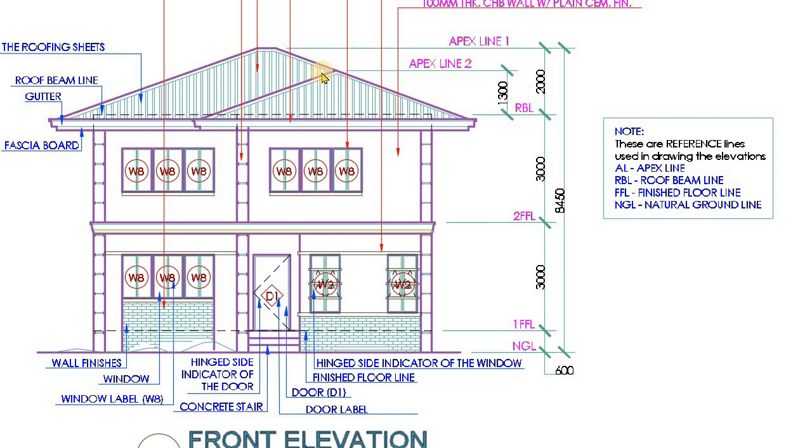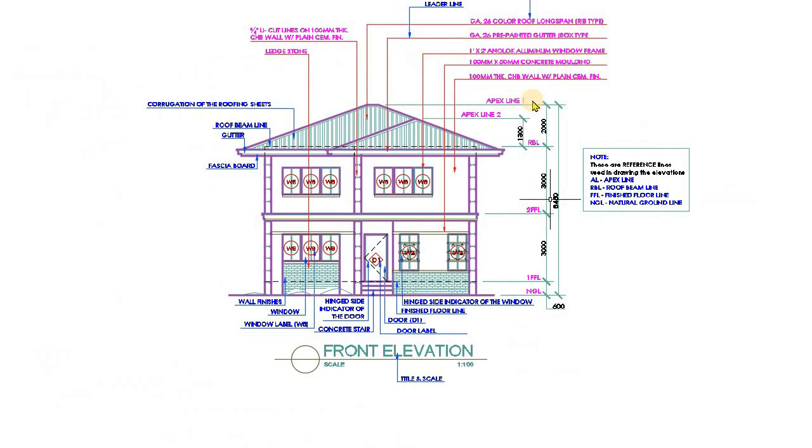For this apex line 2, this is just projected from the roof. So the height of this apex depends on the projection, and it could not be measured directly. But after projecting, the actual height is 1300 millimeters, or in your drawing, only 1.3 centimeters or 13 millimeters. So these are the reference lines with their corresponding dimensions.